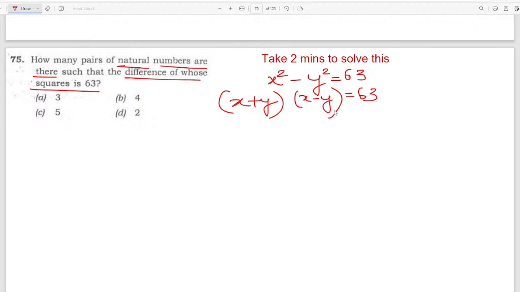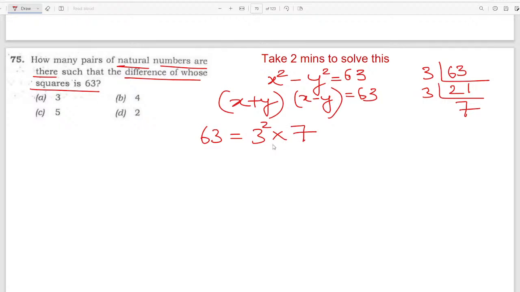So x plus y and x minus y have to be two integers, and when they multiply, they give you 63. We'll find the prime factorization of 63. 3 threes are 9, 3 sevens are 21, so 63 can be written as 3 square into 7.